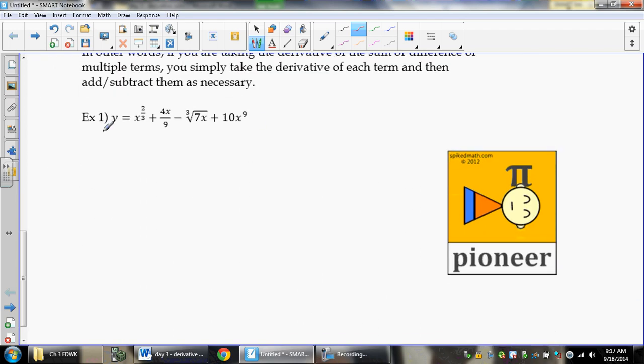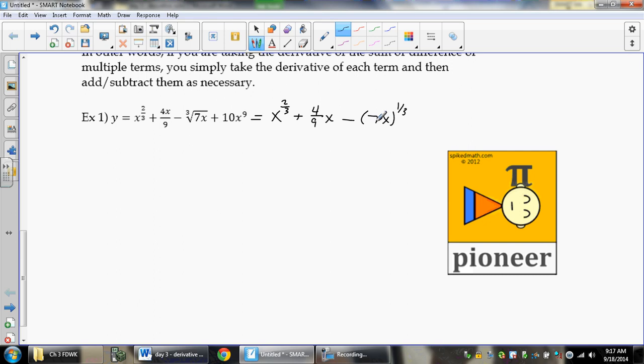So if we come down here and do one more of these, y equals all this nonsense. Well, before I go to take the derivative, I'm going to make all these nice, simple exponents. So x to the 2/3 is fine. 4x over 9, I'd rather write that as 4/9 x, because now I have a coefficient and an x. Cube root of 7x is going to be 7x to the 1/3.